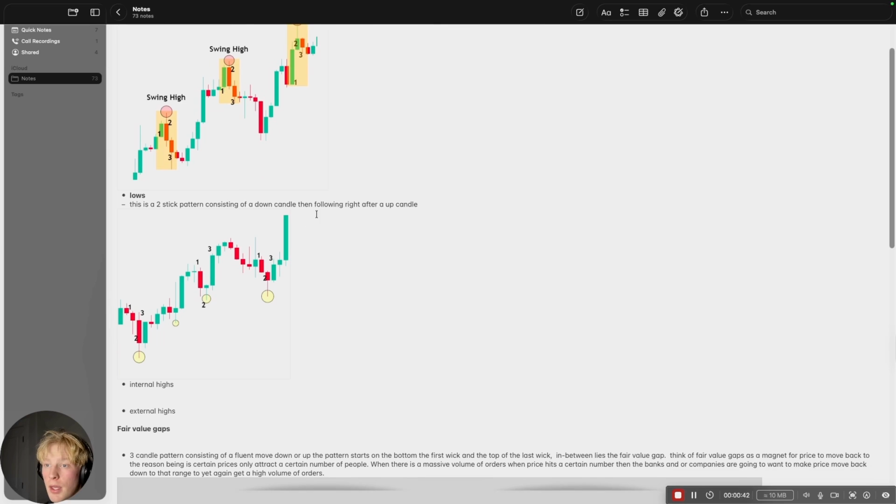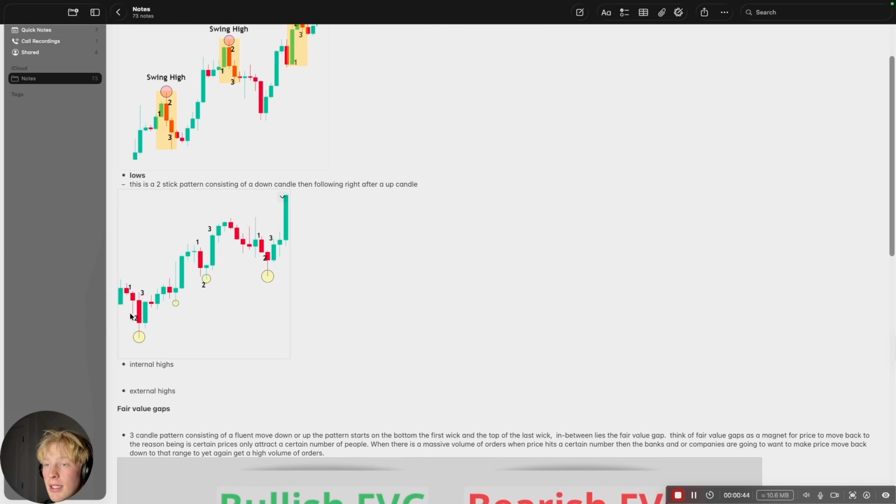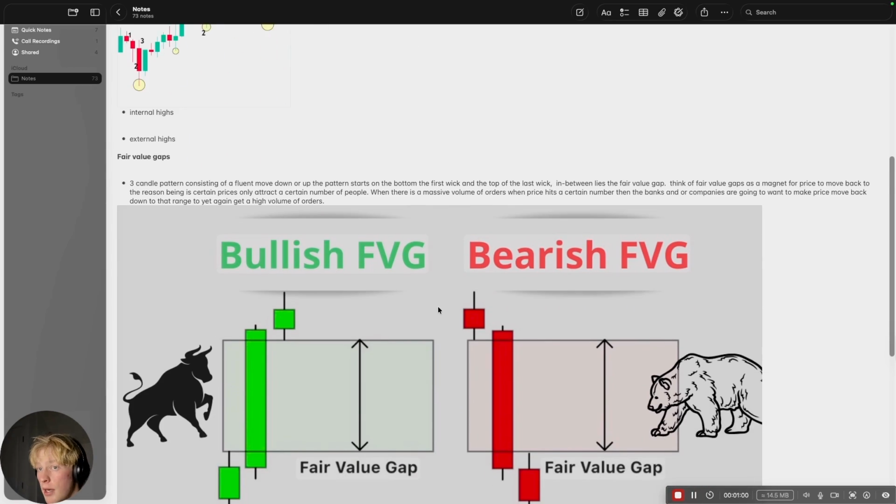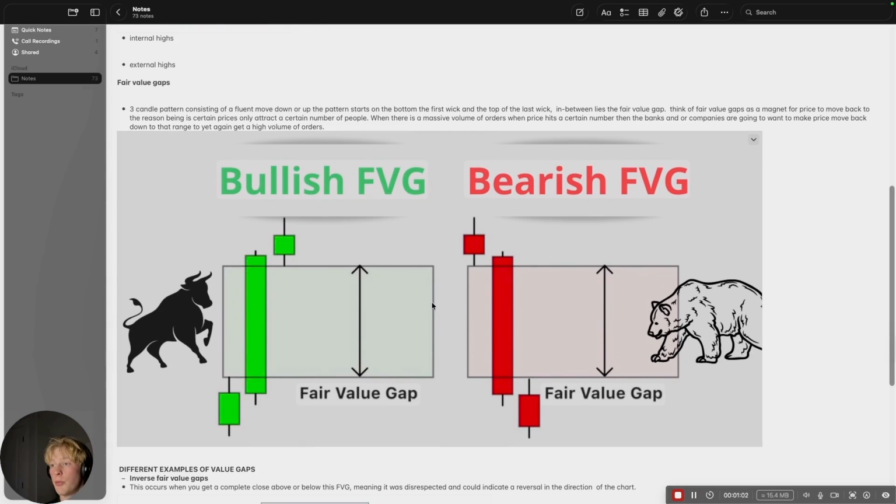Okay. Now, lows are quite the opposite. It's going to be a down candle and then an up candle and the lowest point it reached between those two candles. Okay. And yes, wicks count. It's the same with the highs. So the lowest wick of those two candles is going to be the low. All right. Simple.